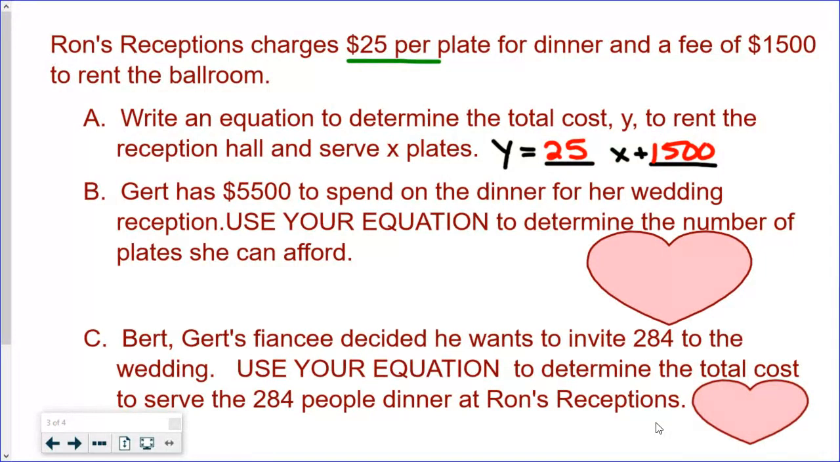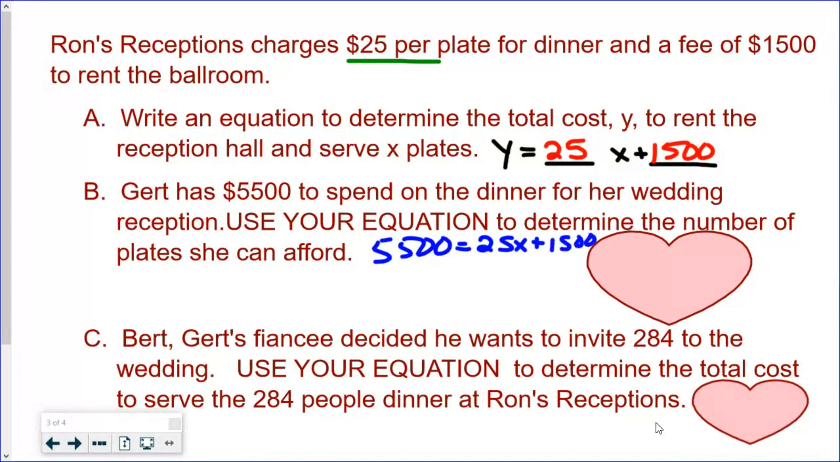Okay, Gert has $5,500 to spend on dinner. Okay, and the reception, it says use your equation, determine the number of plates you can afford. So the money is y. So that's why I'm going to put the $5,500 here at the beginning. And then we have 25x plus 1,500.